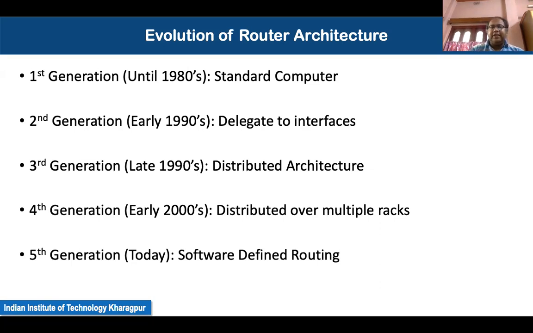The third generation of routers, which came in the late 1990s, follow a kind of distributed architecture. Distributed in the sense that you have multiple routers, and the router control plane, as we have learned in the distance vector routing protocol and the link state routing protocol, is distributed in nature. So that kind of distributed architecture came into practice. Now the fourth generation of routers, which came in the early 2000s and which we are currently using, is distributed over multiple racks. You have different racks and rack-mounted routers in every individual rack. I am going to show some pictures of how that rack-mounted router looks. And then today we are gradually moving towards the fifth generation of routing technology, which is called software defined routing. So we'll talk a bit about this concept of software defined routing.